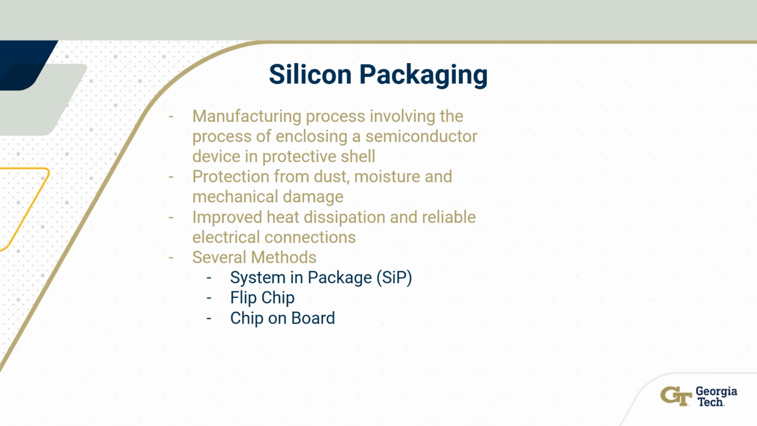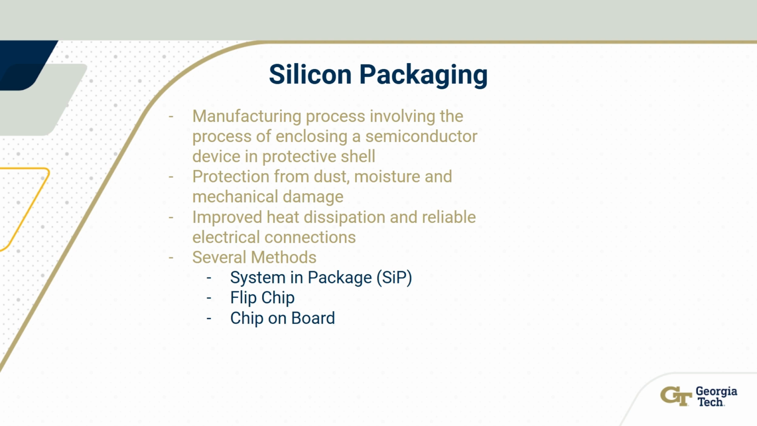Silicon packaging is a manufacturing process that involves enclosing a semiconductor device in a protective shell, or just packaging that semiconductor device to be usable. And this is extremely important for all sorts of electronics. Specifically, it really helps with protection from the external environment, such as dust, moisture, mechanical damage, and heat to some degree. It helps with heat dissipation from the actual chips themselves, and makes reliable electrical connections.